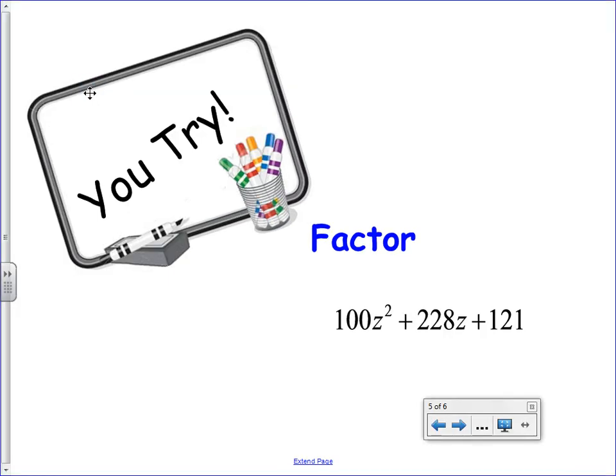Okay, so what did you notice about this example? Austin? Okay, so this is why you check. If I were to take the square root of the first term, what do I get? 10z. If I take the square root of the last term, what would I get? 11. So what do I need to do here to check to see if I can use this trick, Nick?